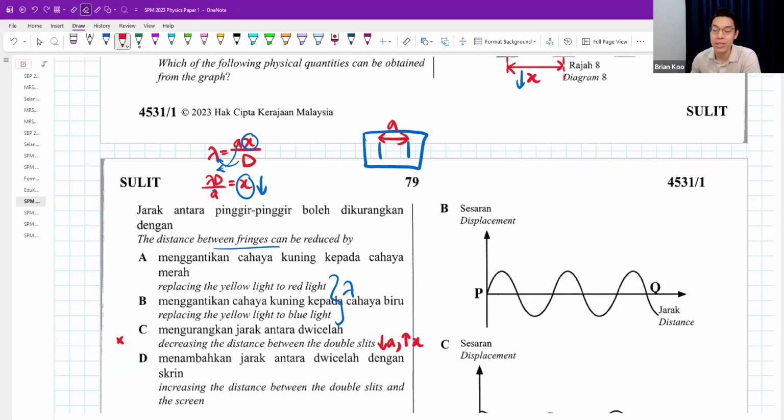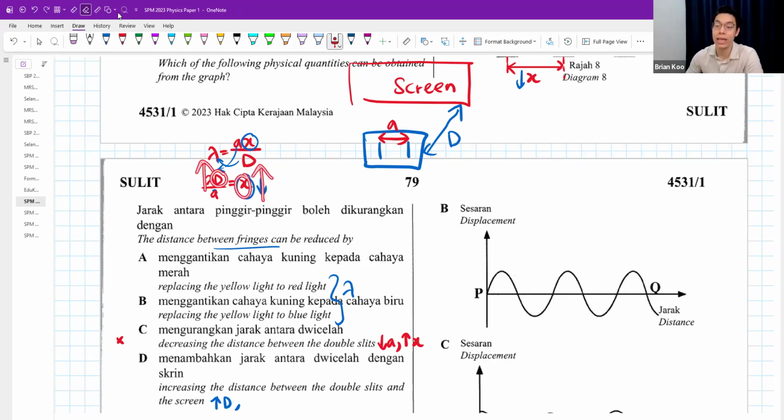Increase the distance between the double slit and the screen. From the double slit to your screen, the screen can be like a wall or whatever. That is the distance D. You increase the distance D. Look at the formula here. Increase D, x will increase again, which I don't want. So the answer is A and B.